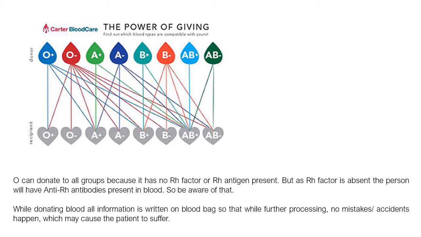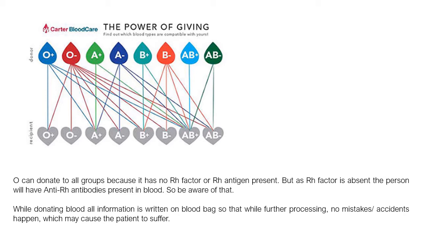But AB positive can only donate to AB positive. Okay, and AB negative has two recipients, AB positive and AB negative. So you can use this for your answer. O can donate to all groups because it has no Rh factor, so that is O negative, and that's why it is considered the universal donor.